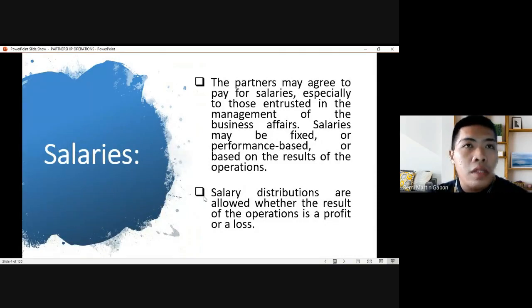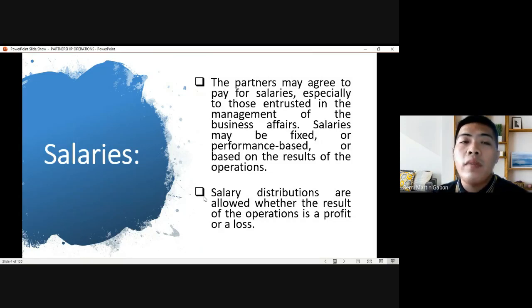So within the operation of the partnership, the partners may agree to pay salaries to each partner, especially to those entrusted in the management of the business affairs. And salaries may be fixed or performance-based or based on the results of the operation. It depends on the agreement of the partners on where to base the distribution and payment of salaries. Salary distributions are actually allowed whether there is a loss or a profit.